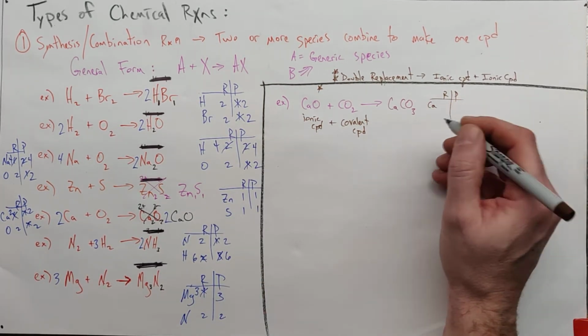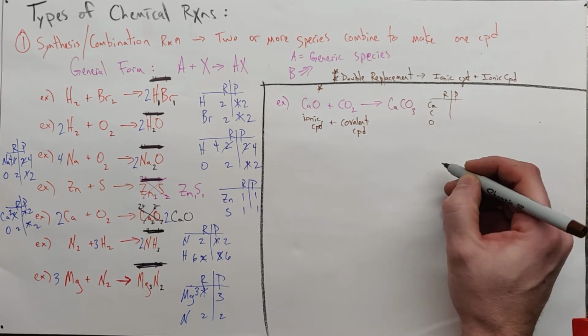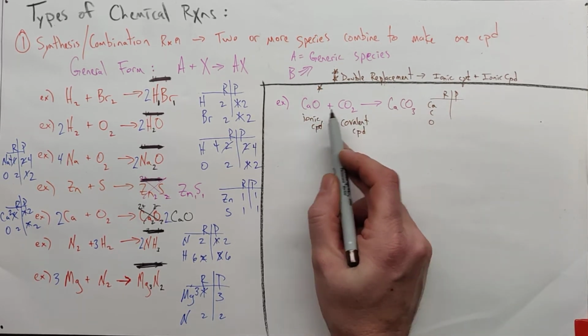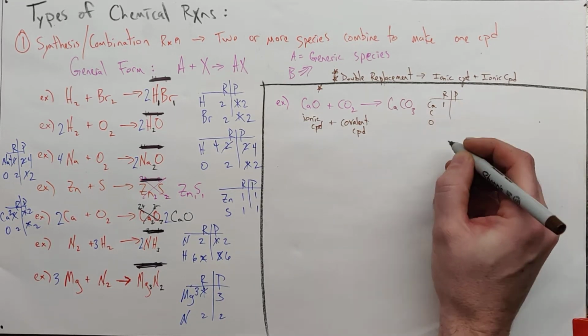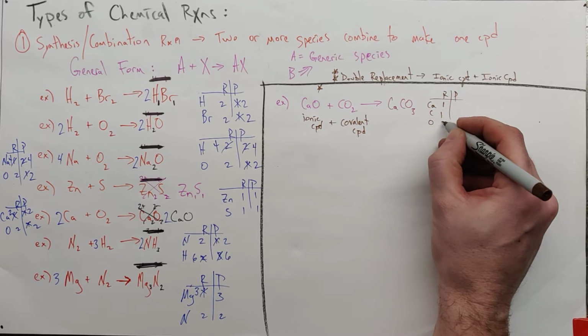In these particular cases, for the special decomposition, very often they're already balanced, but we still have to show our work, right? I've got calcium, I've got carbon, and I've got oxygen. It's easy to miss that you've got oxygen in two places, so make sure you add them up correctly. 1 calcium, 1 carbon, and 3 oxygens.